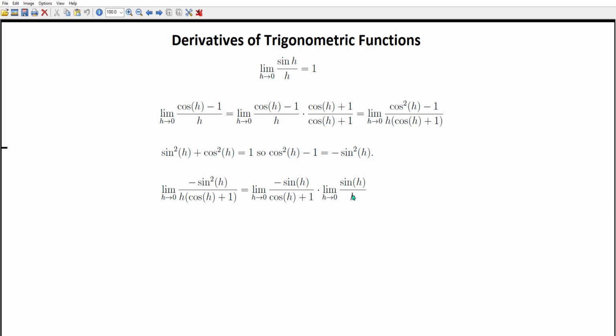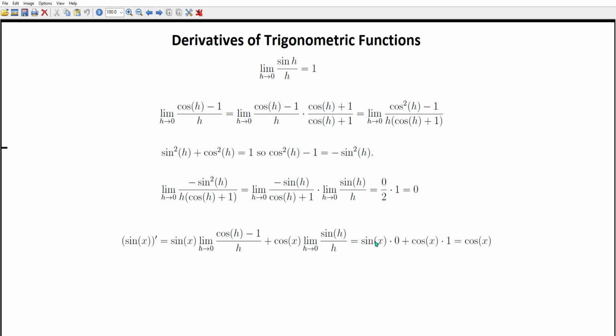Okay, this limit is 1. And this limit we just plug in. 0, cosine 0 plus 1. So we end up with 0 over 2 times 1, or 0, which means this limit is 0. And when we plug into that expression we had before, sine x times this limit plus cosine x times this limit was the derivative of sine. We get sine x times 0 plus cosine x times 1, or cosine x. And that means that the derivative of sine x is cosine x.